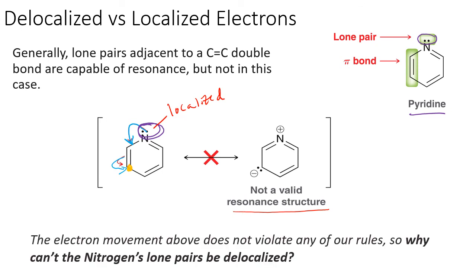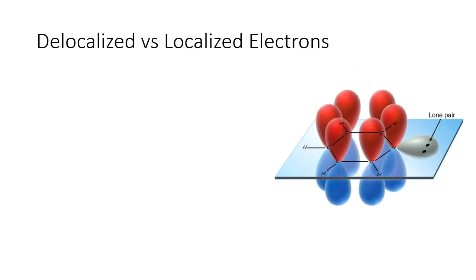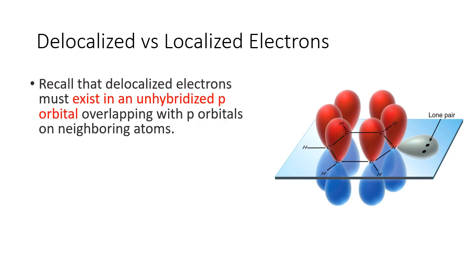And it's interesting because it looks like we didn't break any of the rules. We're not violating the octet rule on anything. So why can they not move around? Why can they not be delocalized? And the answer comes down to what orbital they must be living in. When you have an aromatic compound, such as that ring that's involved in pyridine, the unhybridized p orbitals are actually already overlapping to make that ring structure.